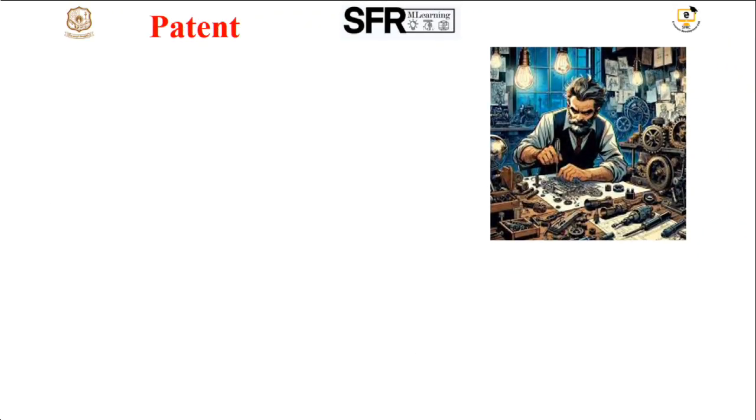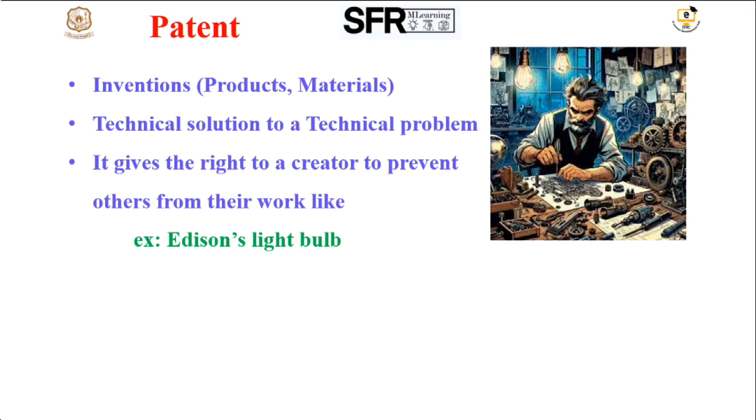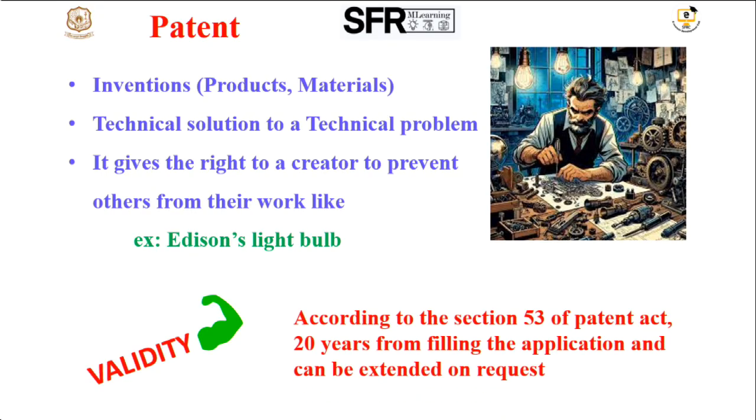A patent describes an invention for which the creator claims the exclusive right. An invention is patentable if it is new, useful, not obvious, and pertains to the subject matter. The patent gives the creator the right to prevent others from using their work, for example, Edison's light bulb. According to Section 53 of the Patent Act, 20 years of validity applies from the filing of the patent application, and it can also be extended on request.